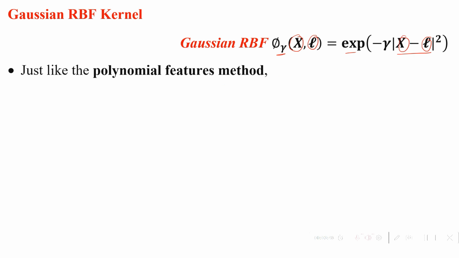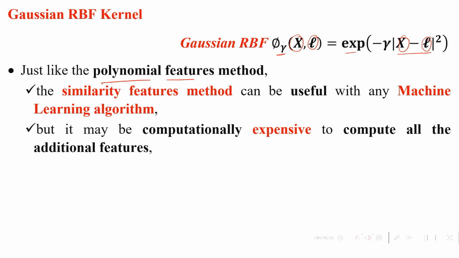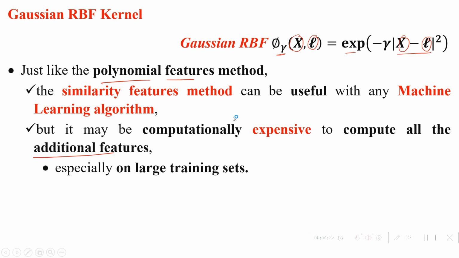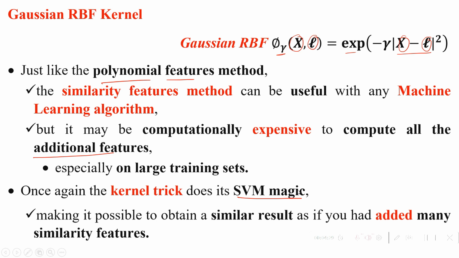Like the polynomial features method, where you create new features based on the polynomial features, we add similarity features, and this method can be used with many machine learning algorithms. Here it may be computationally expensive to compute all the additional features, that means adding new features based on the existing features. Sometimes it may be expensive, especially on large training sets. Once again, the kernel trick does the SVM magic, making it possible to obtain similar results as if we had added many similarity features.